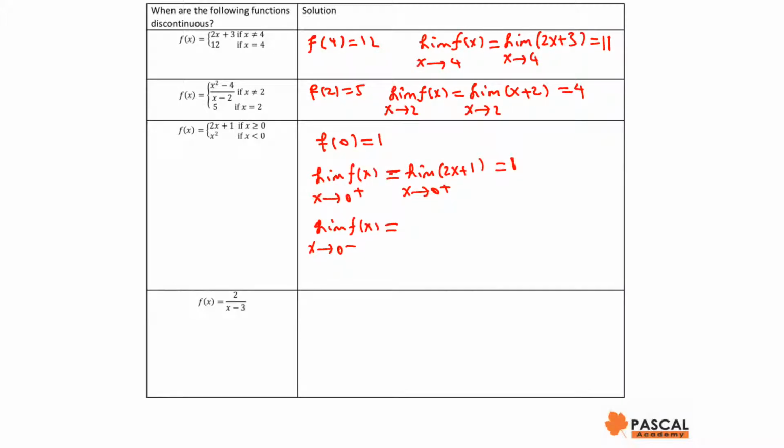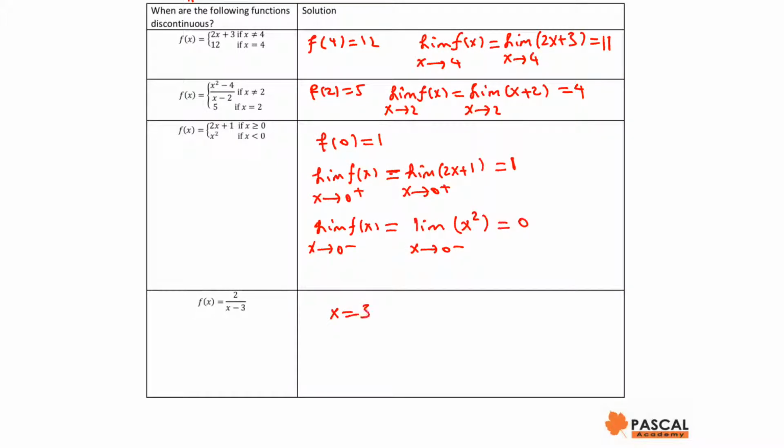Limit of f(x) as x approaches 0 from the left side, we use x² in this case, and it is 0. The limit does not exist because the right side and left side limits are not the same. The function is discontinuous at x = 0. As I said, it is continuous from the right because the right side limit and the value of the function at 0 are the same. Next example.